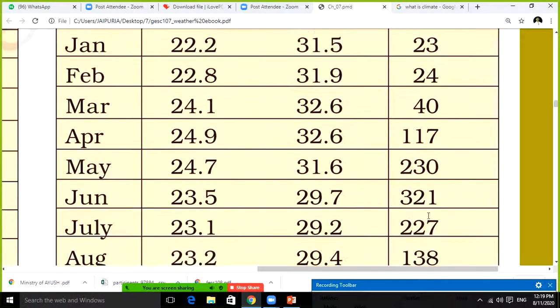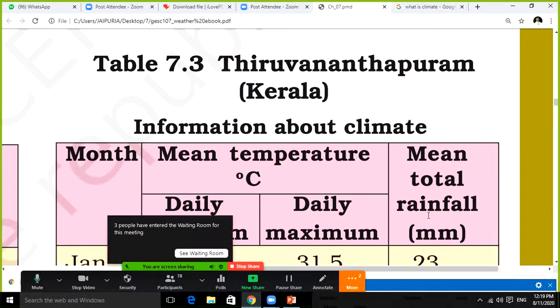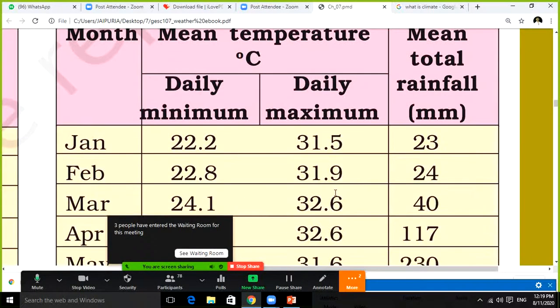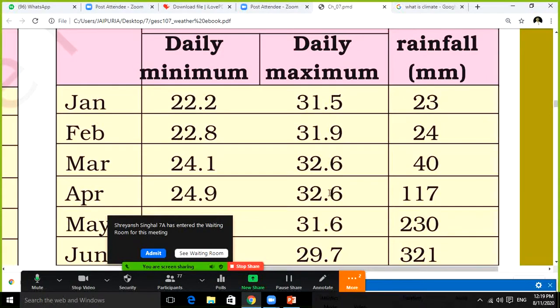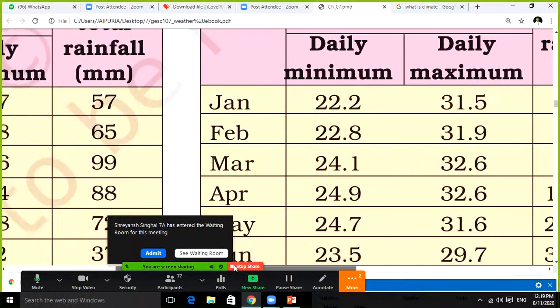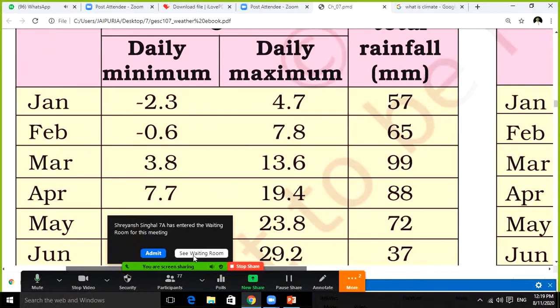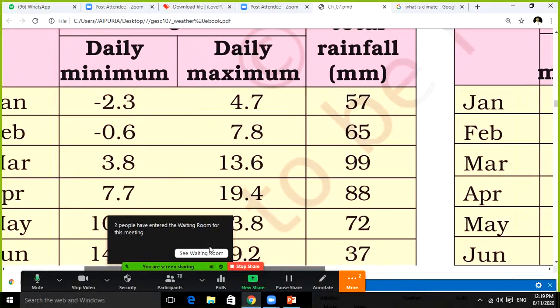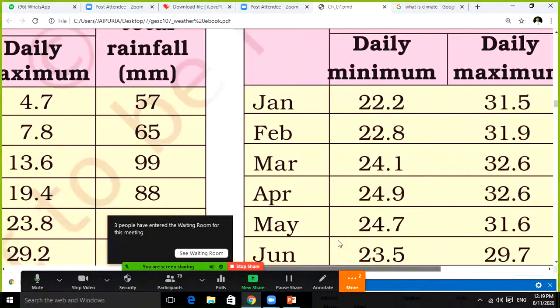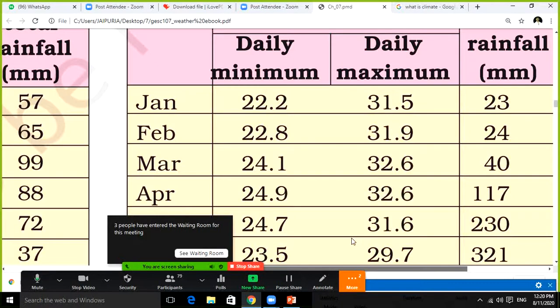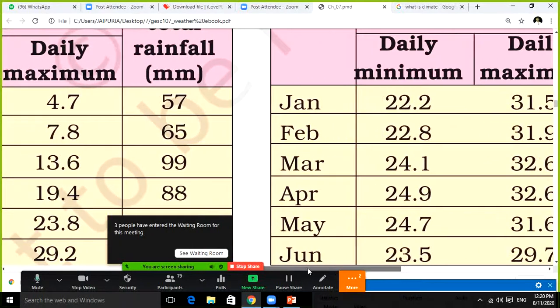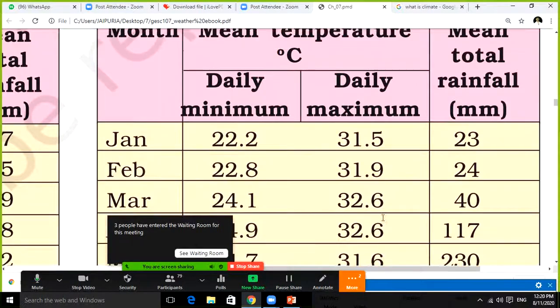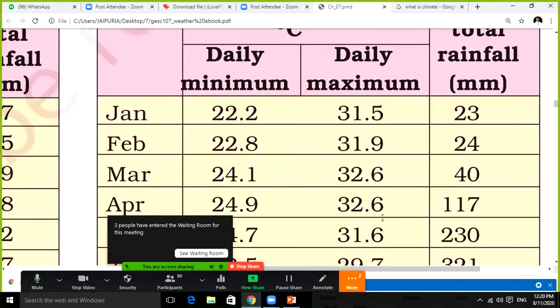Students, if we compare with another city, Trivandrum in Kerala, about the climate, in January the daily minimum is 22.2, compared with minus 2.3 in Jammu and Kashmir, and the daily maximum in Jammu and Kashmir is 4.7 while here it is 31.5. So which place has the hotter climate, Jammu and Kashmir or Trivandrum, Kerala?